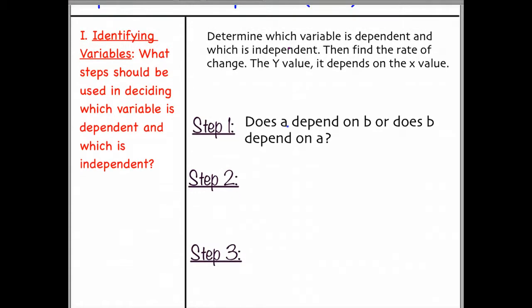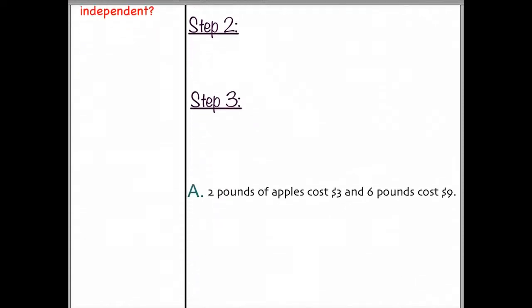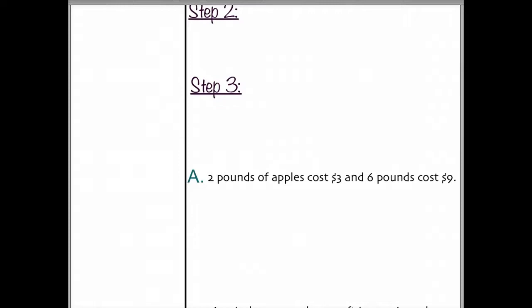So we're going to skip down here and check out this first problem right here. So letter A says 2 pounds of apples cost $3 and 6 pounds of apples cost $9. So in this problem, the number of pounds is affecting how much the cost is. So A and B, so we have B depends on A for this problem specifically.